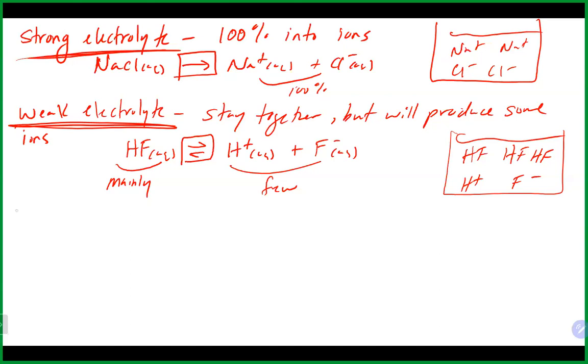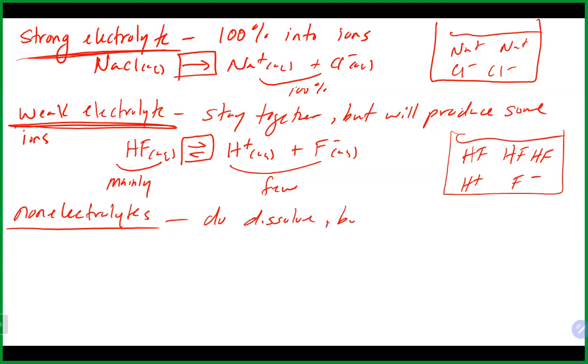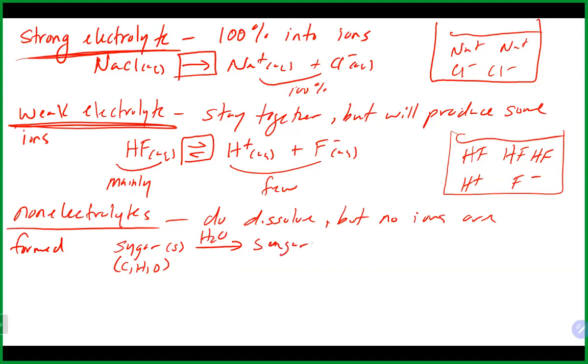There are also non-electrolytes that we talked about. Those do dissolve in water, but no ions are formed. An example is sugar, which is made up of carbons, hydrogens, and oxygens, and it will dissolve in water to give you an aqueous sugar, if you will. But it really will not create any ions, and because of the lack of ions, it will not be able to conduct electricity.